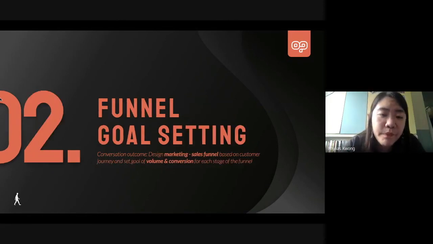Then you can look into how you're going to design your funnel and goal setting, including, for example, designing the marketing sales funnel based on the customer journey, which you will have in the next section. And then you can also set goals in terms of volumes and conversion.